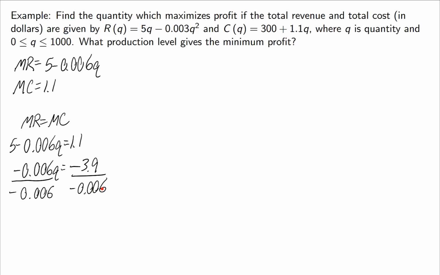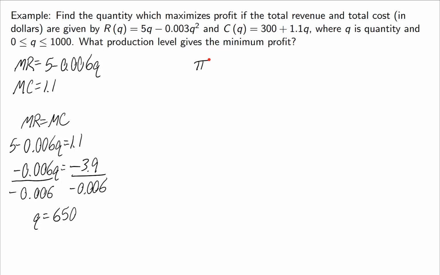This should give us our answer of Q equals 650. Now keep in mind this is a critical point. We don't know for sure that this is a maximum yet, and we're even given a closed interval. So we're really thinking about the last lesson where we were looking at global maximum and global minimum. Let's take these two endpoints, as well as this critical point, and figure out what the profit would be.